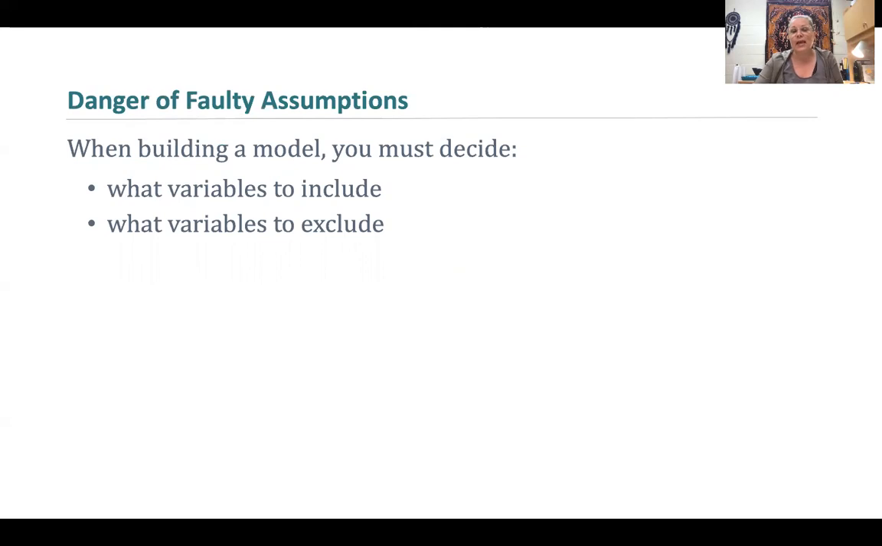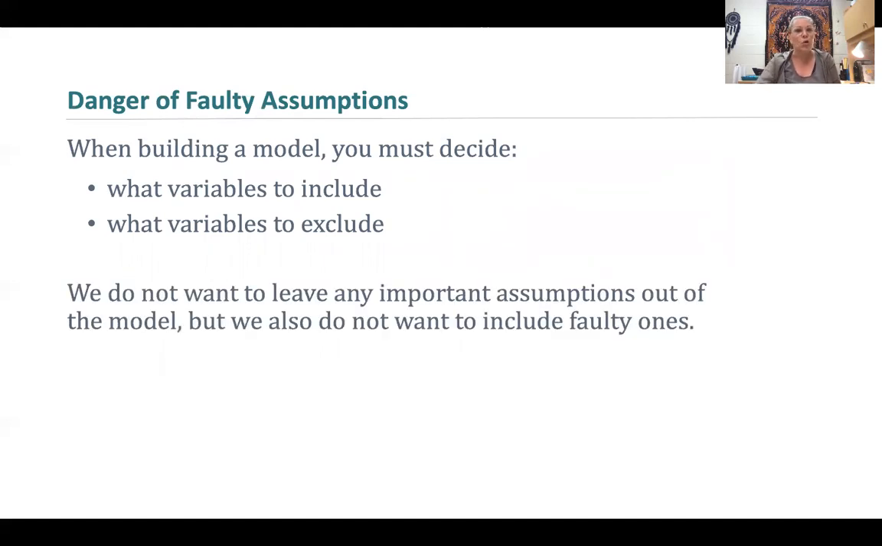So we have to be really careful when we're making assumptions that we add into our model, because we need to decide what variables to include and what variables to exclude. The more variables that are included, the more our model will match reality, but also the more complex it is and the harder it is to analyze. There's a balance here. We need to decide which variables are absolutely necessary to understanding the phenomenon that we're looking at. We don't want to leave out any important assumptions, but we also don't want to include assumptions that may not hold up in every circumstance or may be faulty.